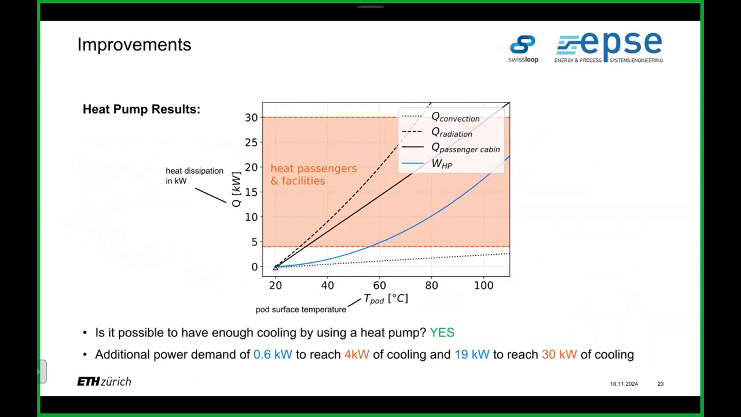Then here again the results. For the heat pump, on the x-axis you can see how the pod surface temperature is increased, and on the y-axis you can see the heat dissipation. And now it's possible to cover this whole range of 4 to 30 kilowatts of heat dissipation. And for that, 0.6 to 19 kilowatts is used to run the heat pump.